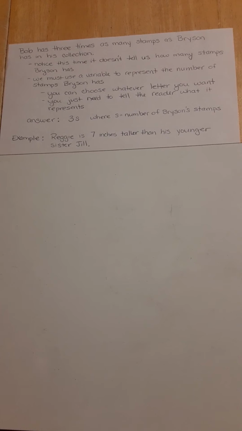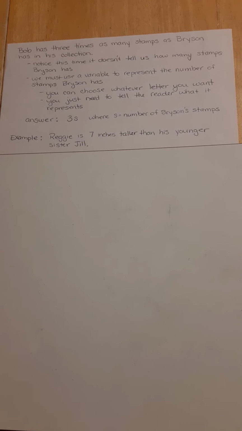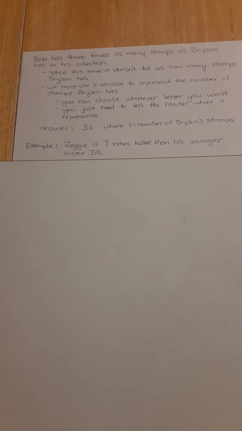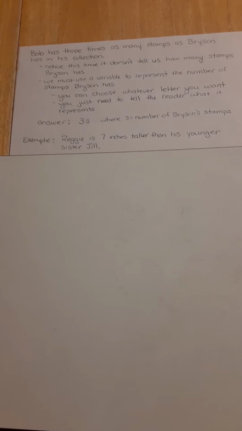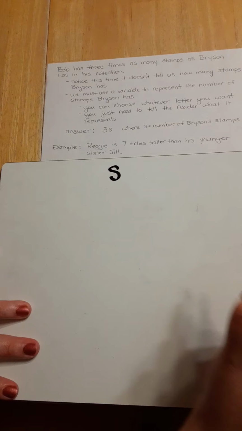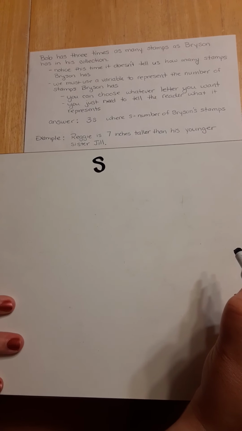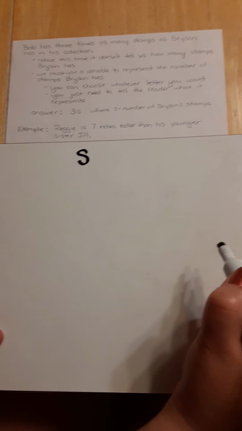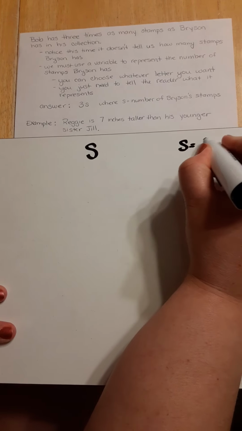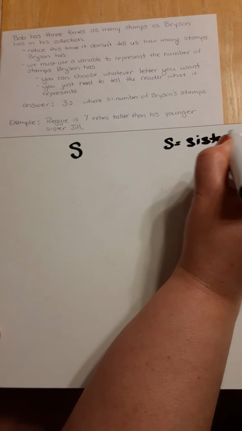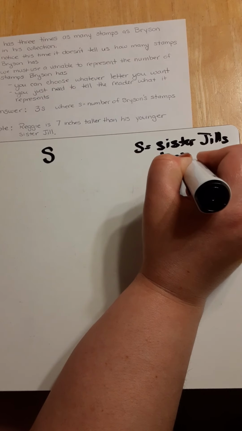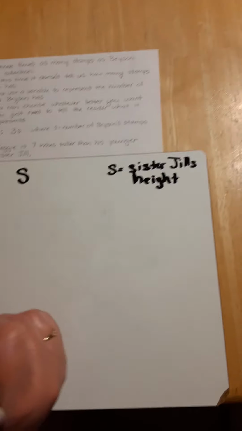Reggie is 7 inches taller than his younger sister Jill. Okay, so do we know how tall his younger sister is? No, that doesn't really matter. So let's go ahead and use S for sister. Okay, so Reggie is 7 inches taller than his younger sister Jill. So I'm going to let S stand for sister Jill's height. Okay, we know specifically what it's talking about.